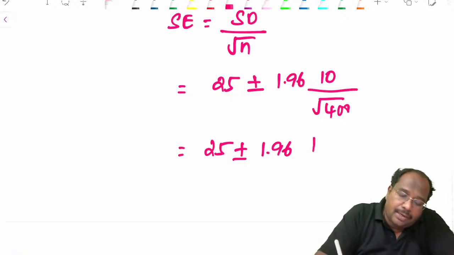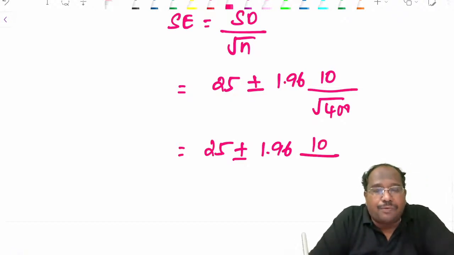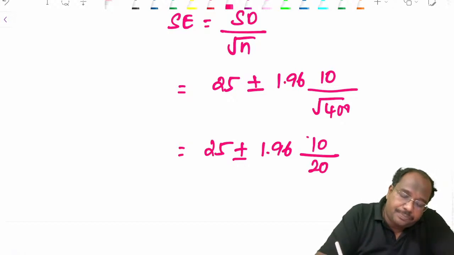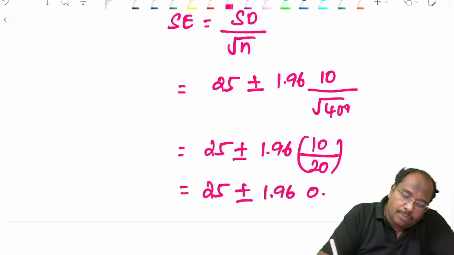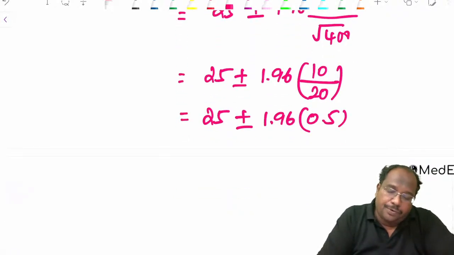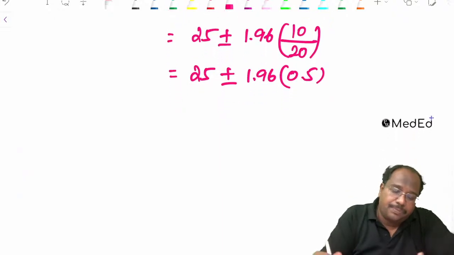Okay, so 10 by, what is the square root of 400? This you should know. Basic mathematics we should know. So 400 is how much? 20. So that is 25 plus or minus 1.96 times 0.5. If you do it roughly, it comes like this.